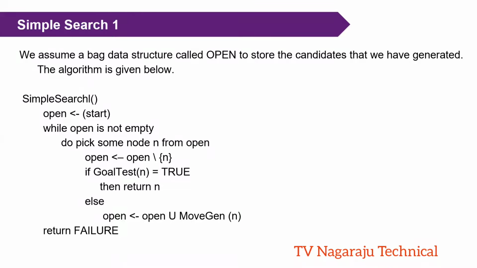First one is simple search 1. In this, what are we assuming? We are assuming one data structure, open, which is used to hold the generated candidates. Observe the algorithm carefully. First, in the given graph, the starting state is placed in the open. Now the open is not empty. Pick that particular node from the open, and while picking, remember, I am excluding the node. Anyway, we'll explain it with an example.